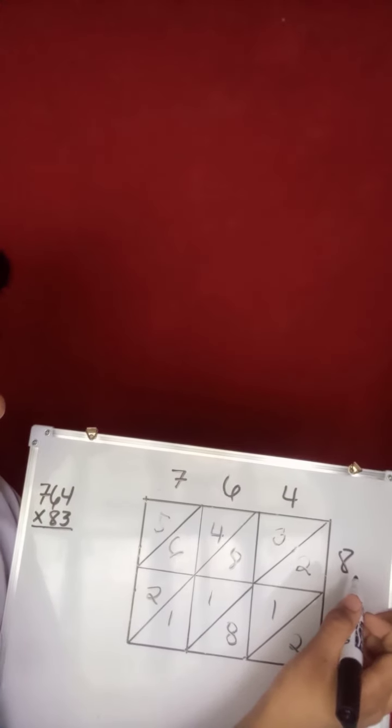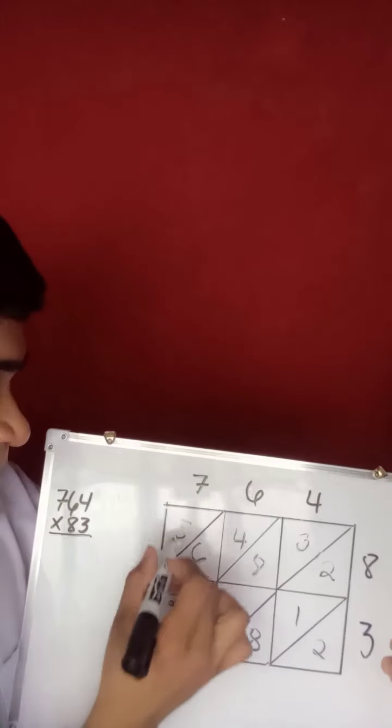And then followed by 6 multiplied by 8. 6 times 8 is equal to 48. Here, it's 48 already. Now, let's move to the 7 times 8. So, the answer is 56.